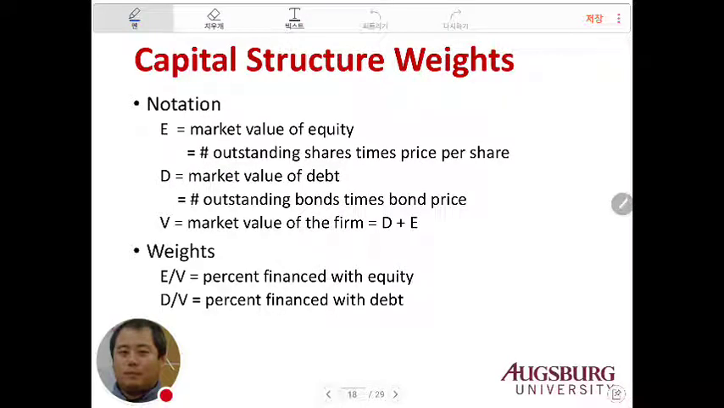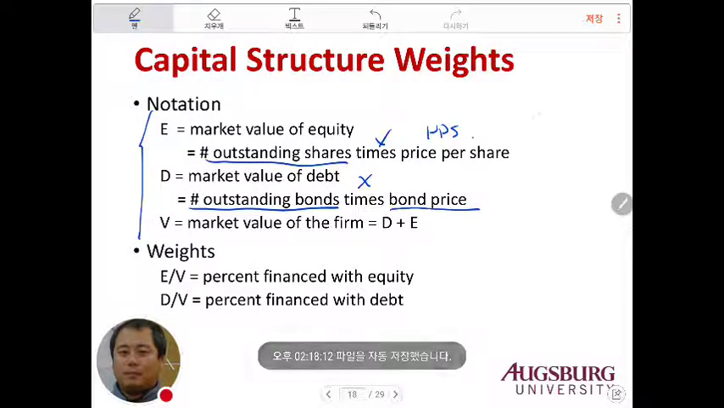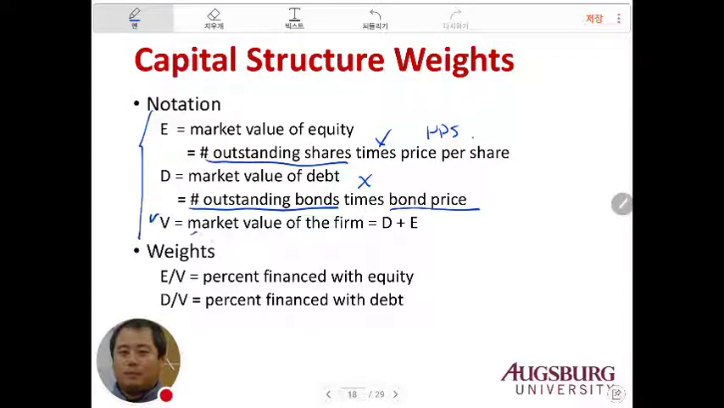So there's a notation for this calculation. E is the market value of the equity, which is basically the number of outstanding shares times the price per share, the stock price. D is the market value of the debt, the number of outstanding bonds times the bond price. And if we only have two, not three, so we don't have preferred stock, then the market value of the firm is simply debt plus equity. And each weight is simply the equity divided by V, the market value, and debt divided by the market value.